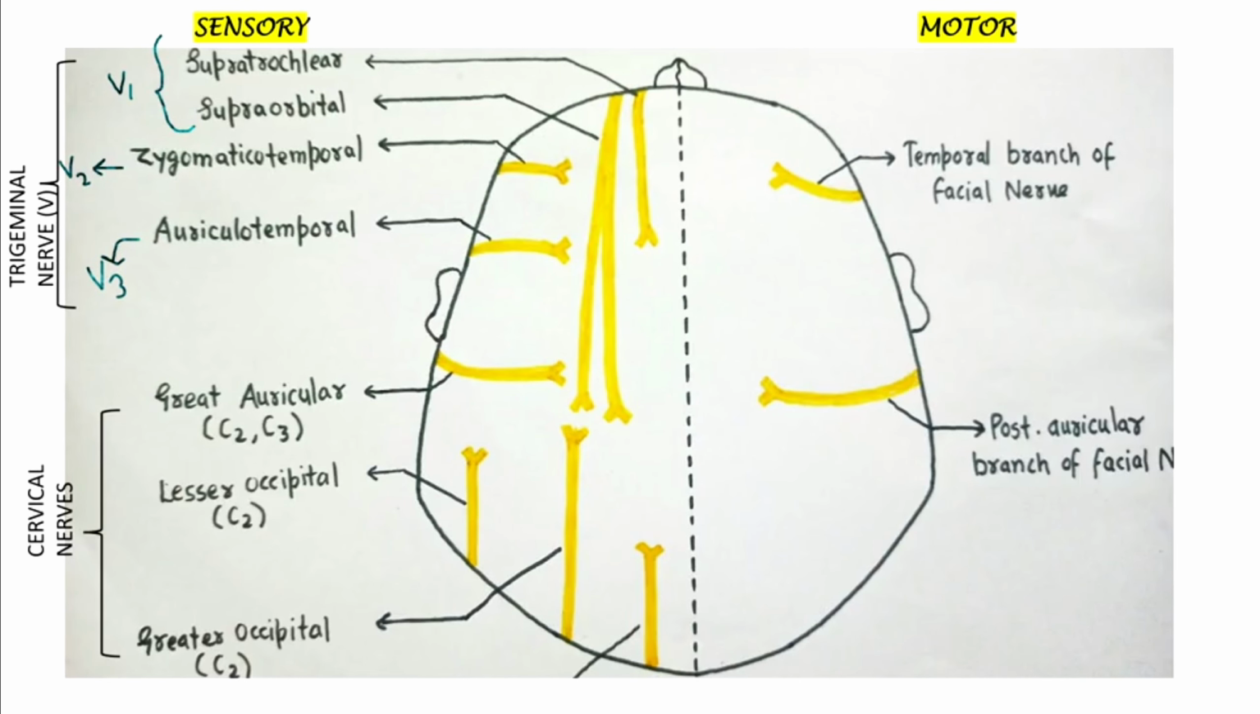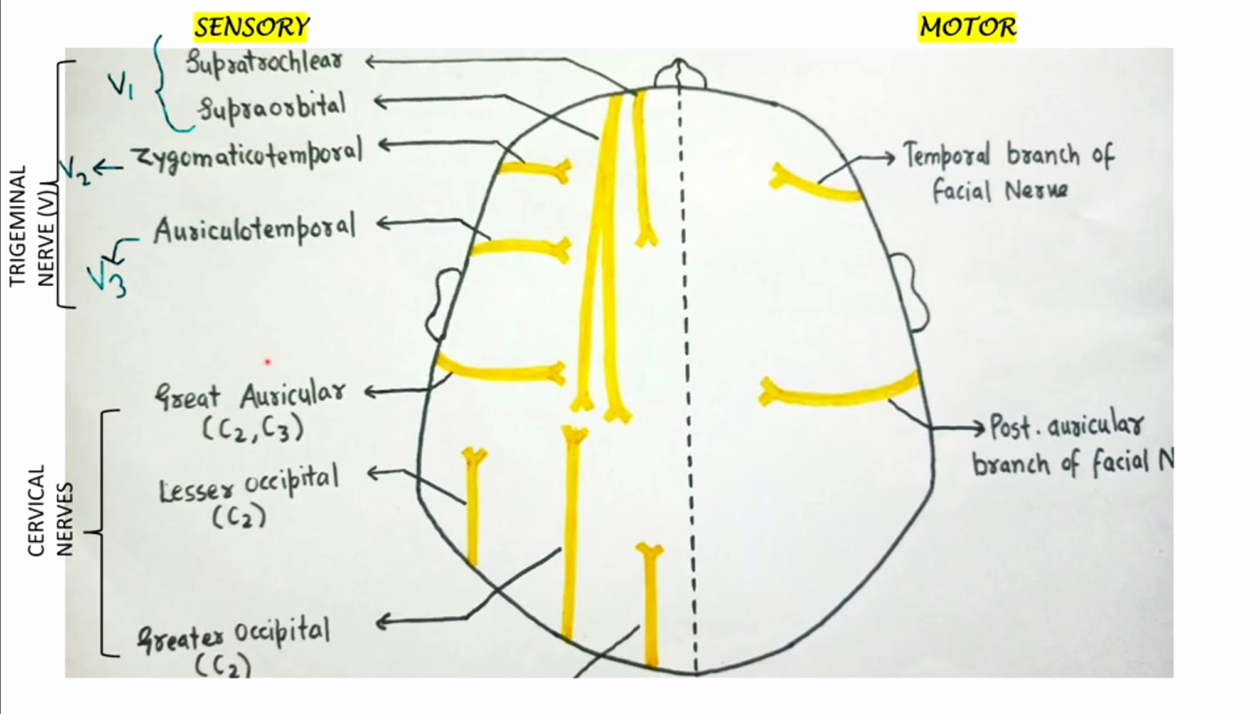This diagram is very important. You have to draw it in your exam. Follow my cursor. This is the supratrochlear nerve. This is the supraorbital nerve. Both are branches of the ophthalmic division of the trigeminal nerve. This is the zygomaticotemporal nerve. It is a branch of the maxillary division of the trigeminal nerve. This is the auriculotemporal nerve, which is a branch of the mandibular division of the trigeminal nerve. These four nerves supply the scalp in front of the ear. And this is the temporal branch of the facial nerve. It supplies the muscles. Motor supply to the scalp.